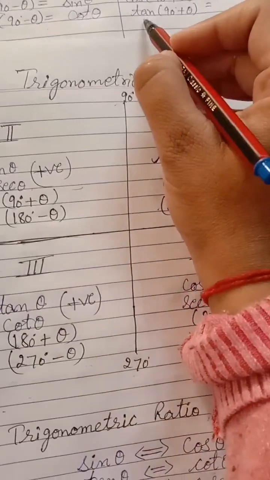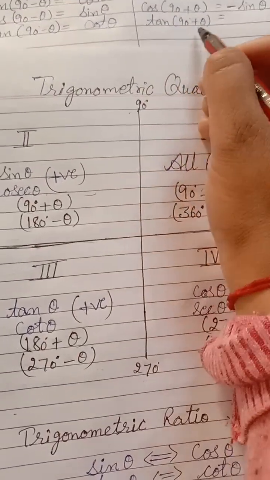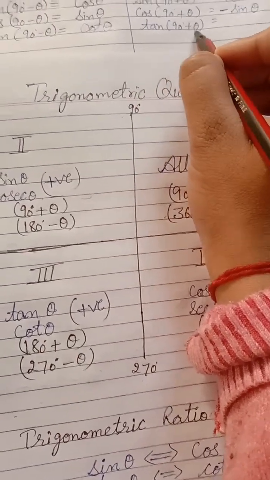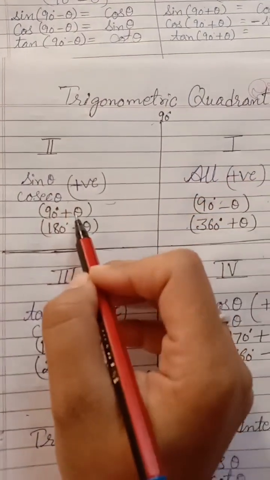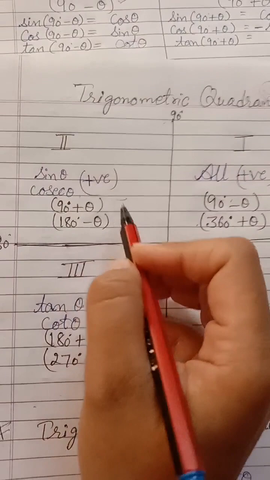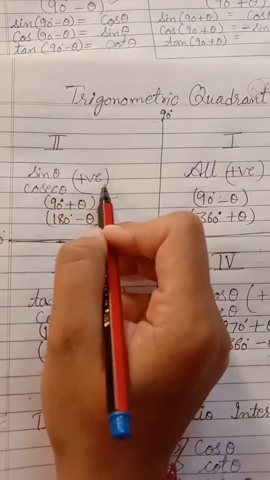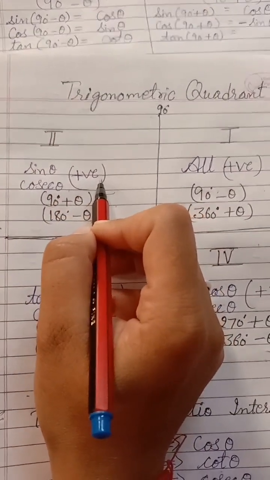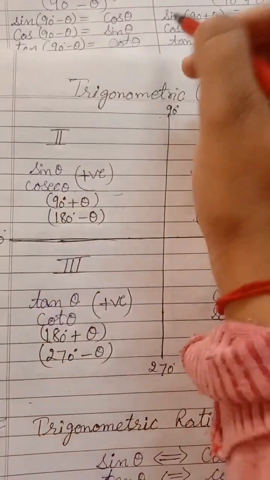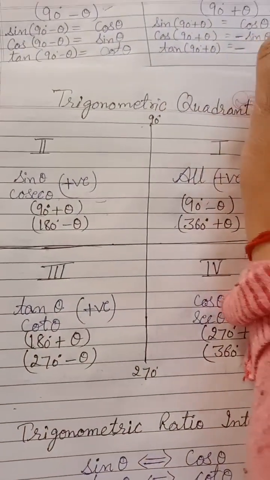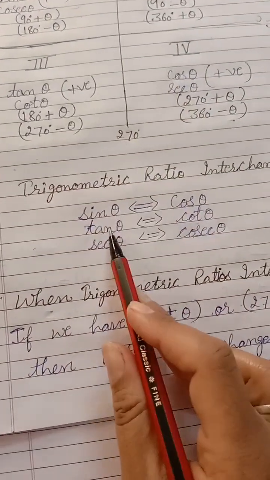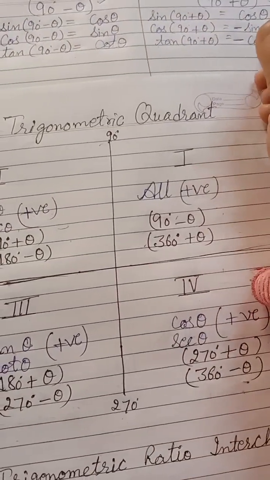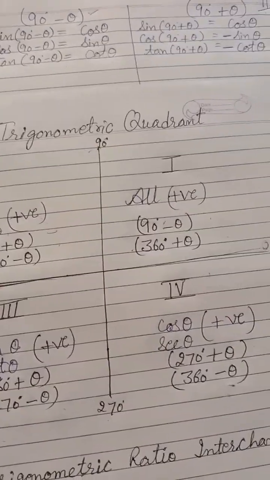Now find the value of tan(90 plus theta). Here we all know 90 plus theta is again considered in the second quadrant, and we all know tan will be negative. Why? Because sine and cosecant will be positive here and other trigonometric ratios will be negative. So tan will be negative in this quadrant, and tan will convert into cot theta. That's it.